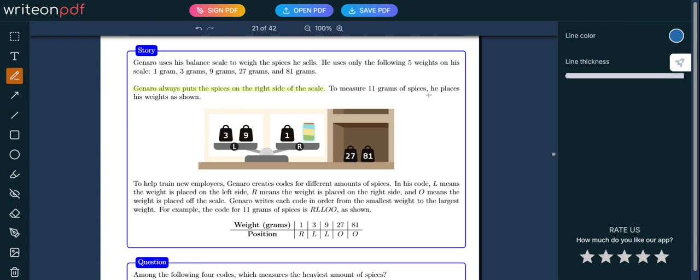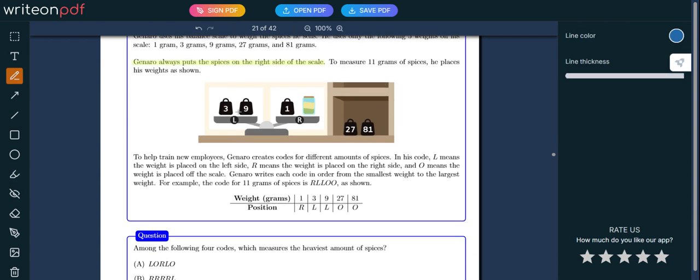To measure the 11 grams of spices, he places his weight as shown. As you can see on this side, it's 3 plus 9, which is 12. And on this side, it's 1 plus x. 1 plus x would obviously be 11.